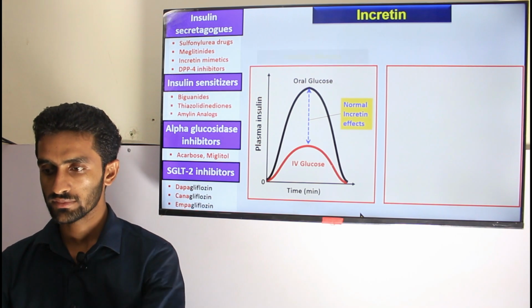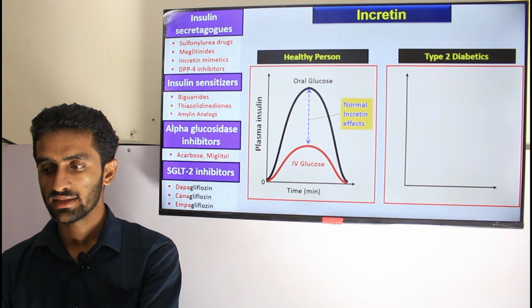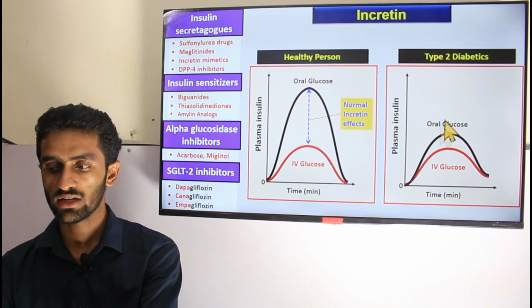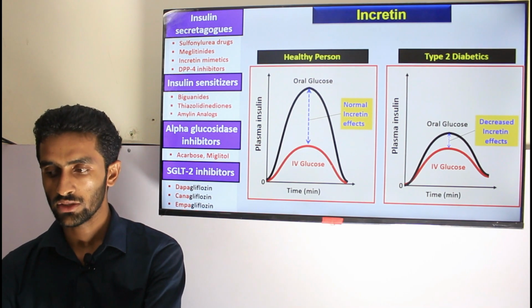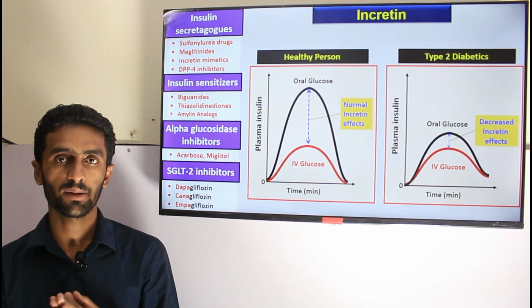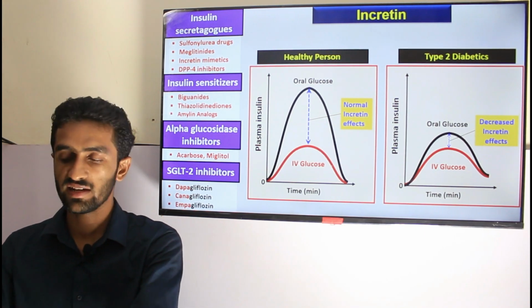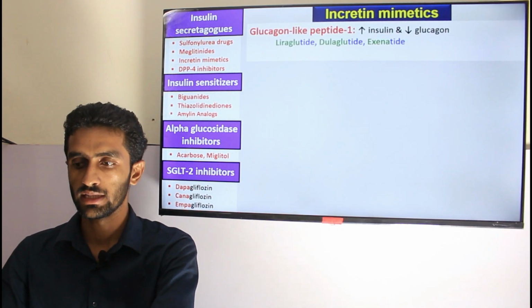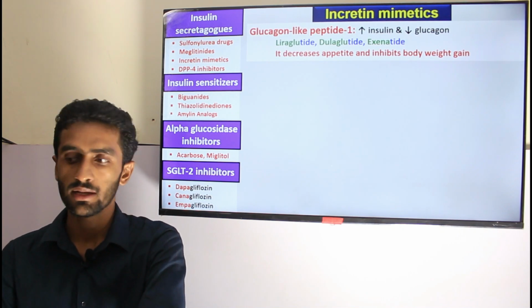Okay, so this is a healthy person. In type 2 diabetes, what is the problem? Here is IV glucose, and on this side oral glucose. You can see there is a low level of insulin release because of the decrease in incretin effect. That's why the incretin mimetics or DPP-4 inhibitors are beneficial. They increase the incretin effect, so they increase the insulin level. These are drugs that also decrease appetite, so in this way they inhibit body weight gain.